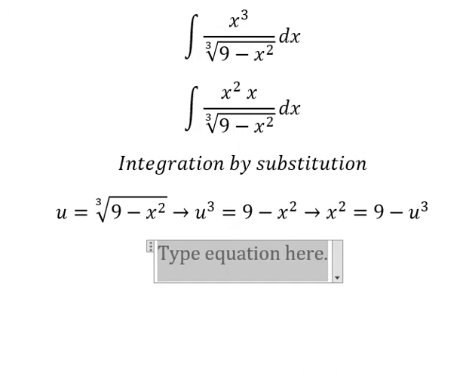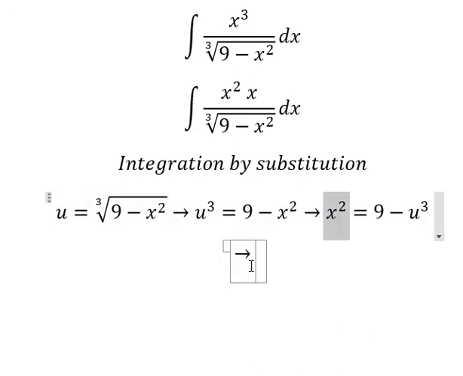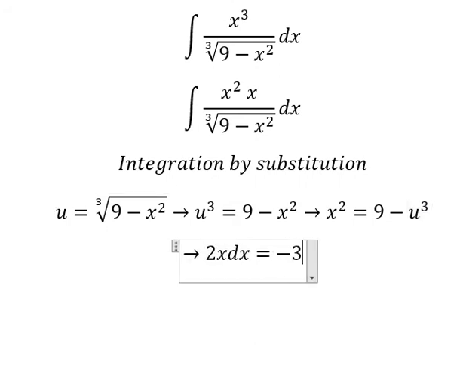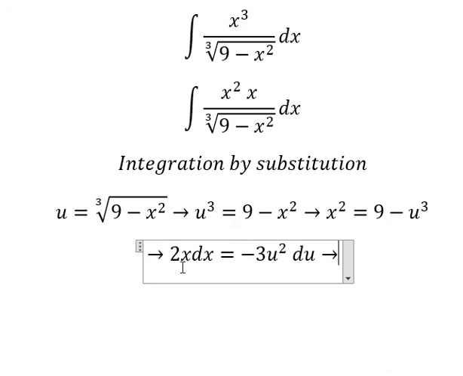So, the first derivative of x squared, we have 2x dx. The first derivative of number 9, this is a constant, so you get 0. The first derivative of u to the power of 3, we have negative 3 u squared du. Because we don't have number 2 in here, we need to divide both sides by number 2.